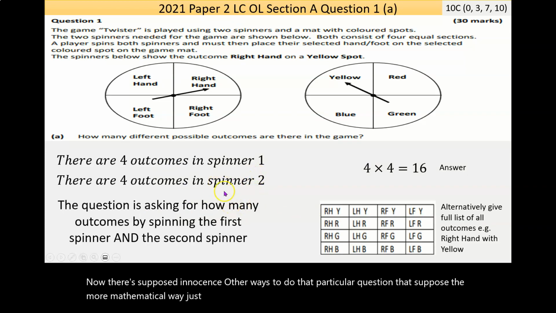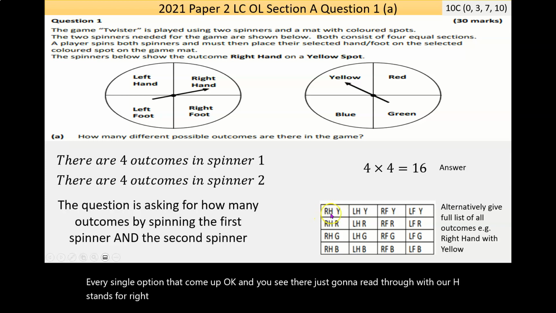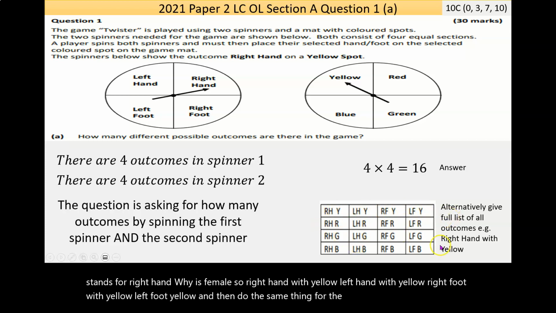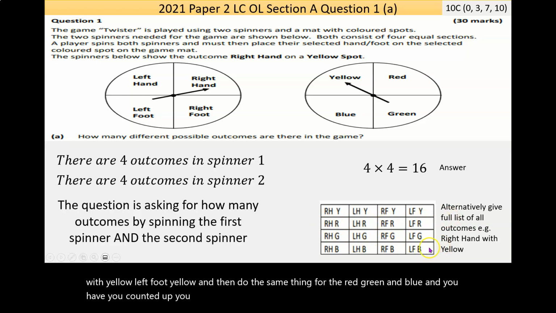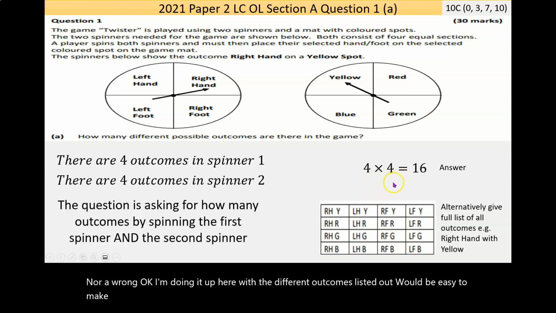Just seeing the answer, okay, I've kind of tried to detail that, but you could have written out literally every single option that could come up, okay? And you see there, if you just read through it, RH stands for right hand, Y is for yellow. So right hand with yellow, left hand with yellow, right foot with yellow, left foot with yellow. And then do the same thing for the red, green, and blue. And you count it up, you have 16 different possible outcomes. No right or wrong. Doing it up here with the different outcomes listed out would be easy to make a mistake, whereas the calculation is cleaner, if that's something that's important.